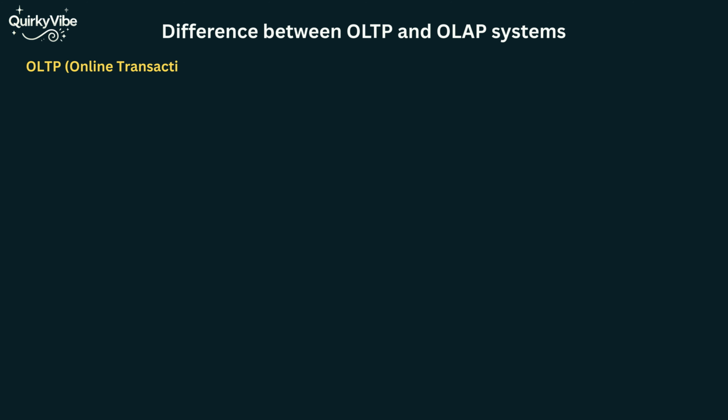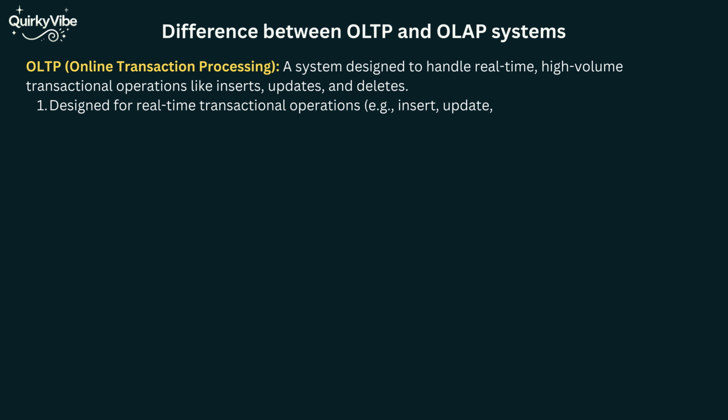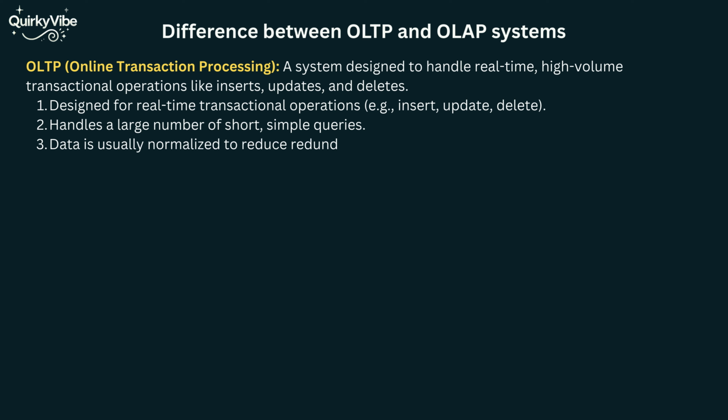OLTP, Online Transaction Processing, is a system designed to handle real-time, high-volume transactional operations like inserts, updates, and deletes. Designed for real-time transactional operations, e.g., insert, update, delete. Handles a large number of short, simple queries. Data is usually normalized to reduce redundancy. Optimized for fast write and read performance.